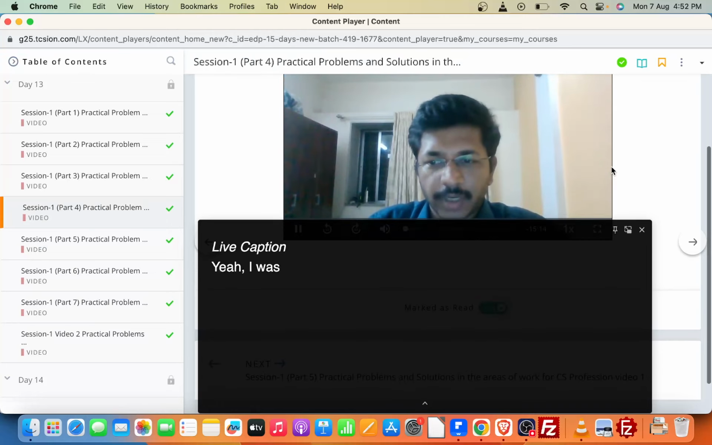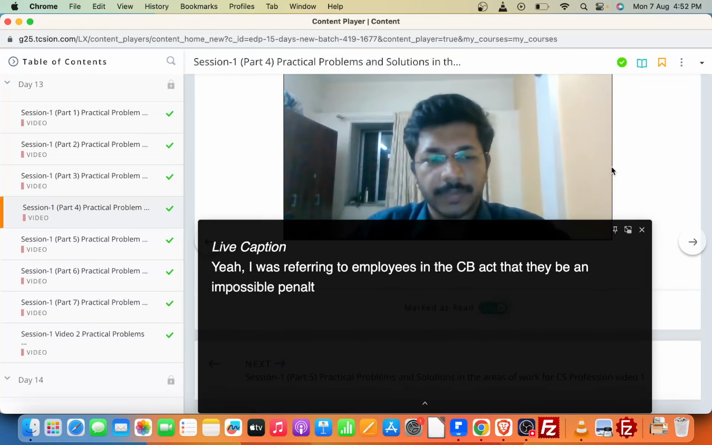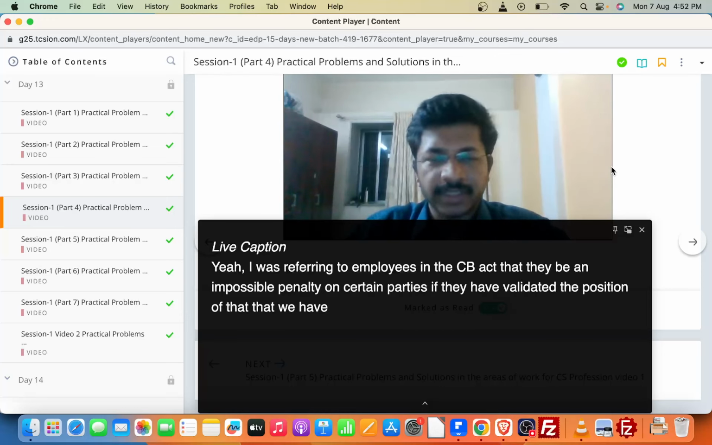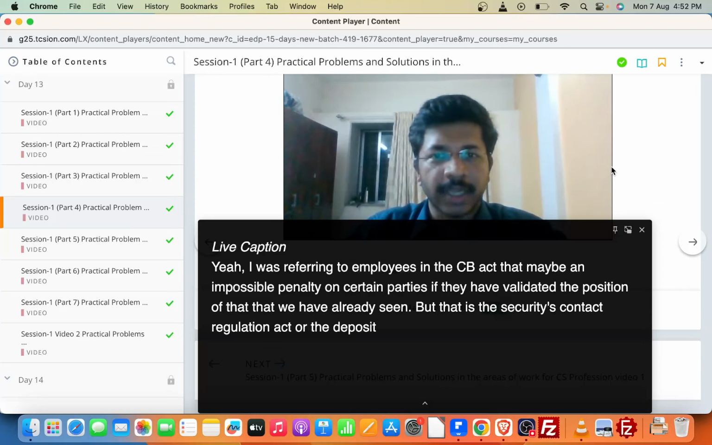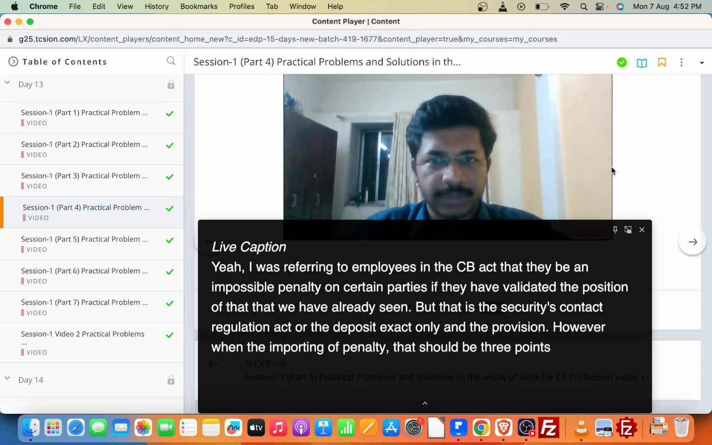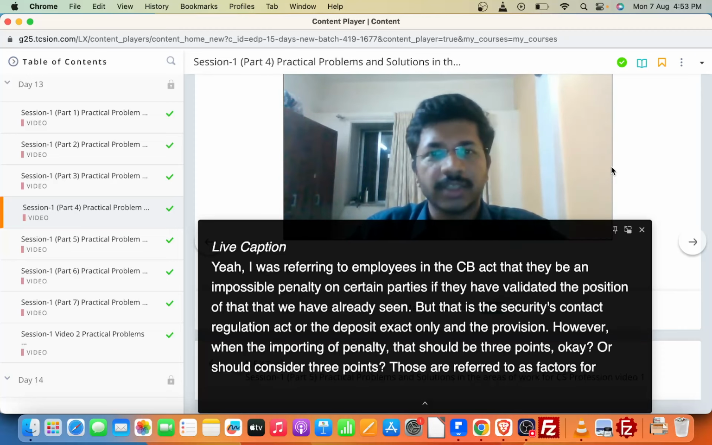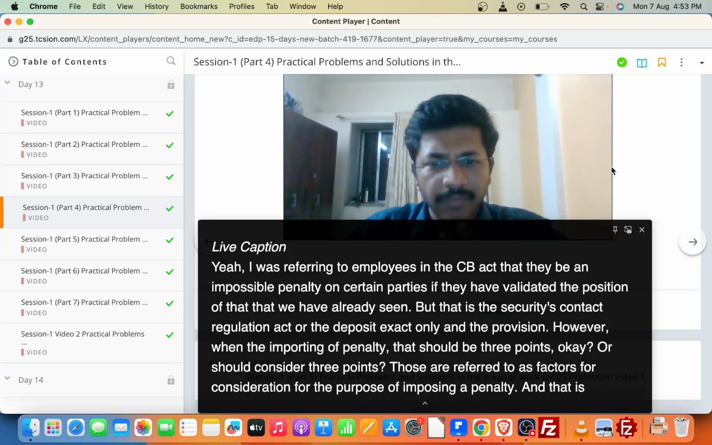I was referring to one provision in the SEBI Act that SEBI can impose a penalty on certain parties if they have violated the provisions of the Act that we have already seen, whether it is the Securities Contracts Regulation Act or the Depositories Act or any other provision. However, when imposing a penalty, SEBI should consider three points. Those are referred to as factors for consideration for the purpose of imposing a penalty. And that is a very important aspect.